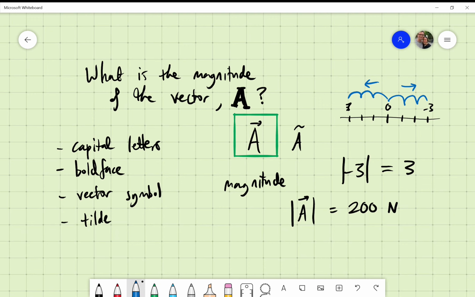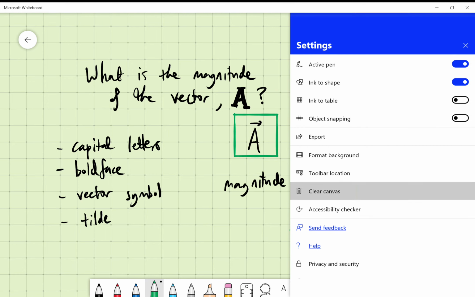So the same way here, if you're like, what's the magnitude of vector A? That's what I'm doing right here. You say it's 200 newtons or feet per second or whatever. Okay, I don't care which direction, I just care how much. So you'll see that a lot. All right, one more thing about ways that we can show this, particularly in print and in equations and things.